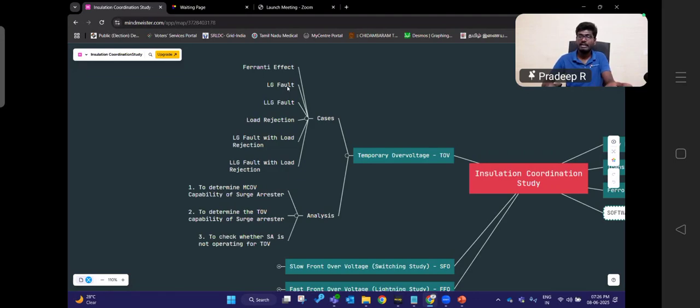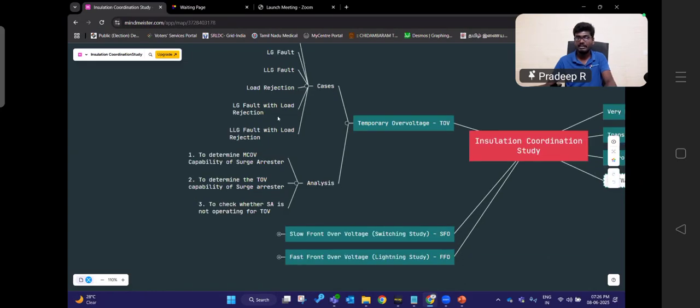But the case we are going to create here is that the fault occurs and gets cleared within the standard, predefined time, so that my system will not enter into the emergency state. Right, there are 5 states, and in that I am speaking about the emergency state. So it will not enter into the emergency state. Like that we will be creating our LG, LLG, and load rejection cases also.